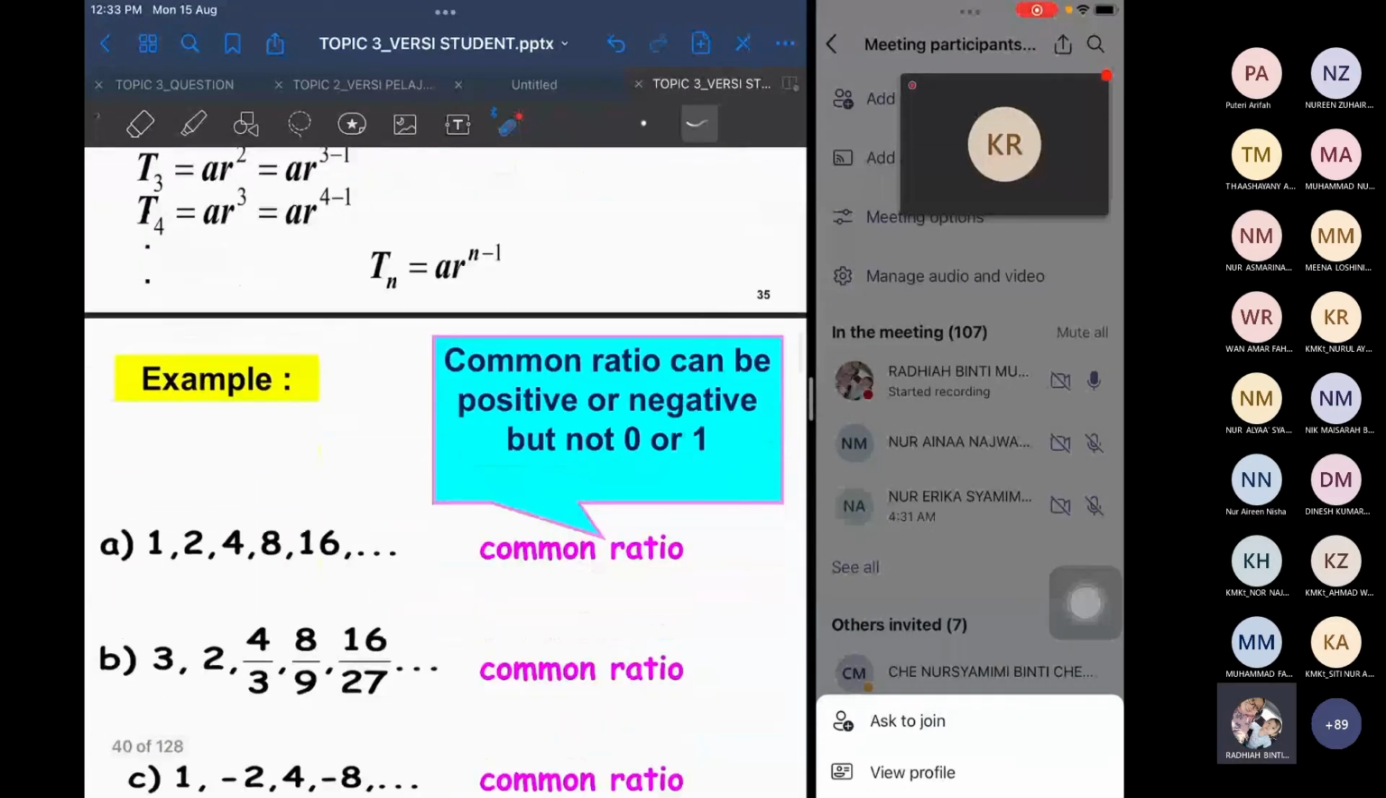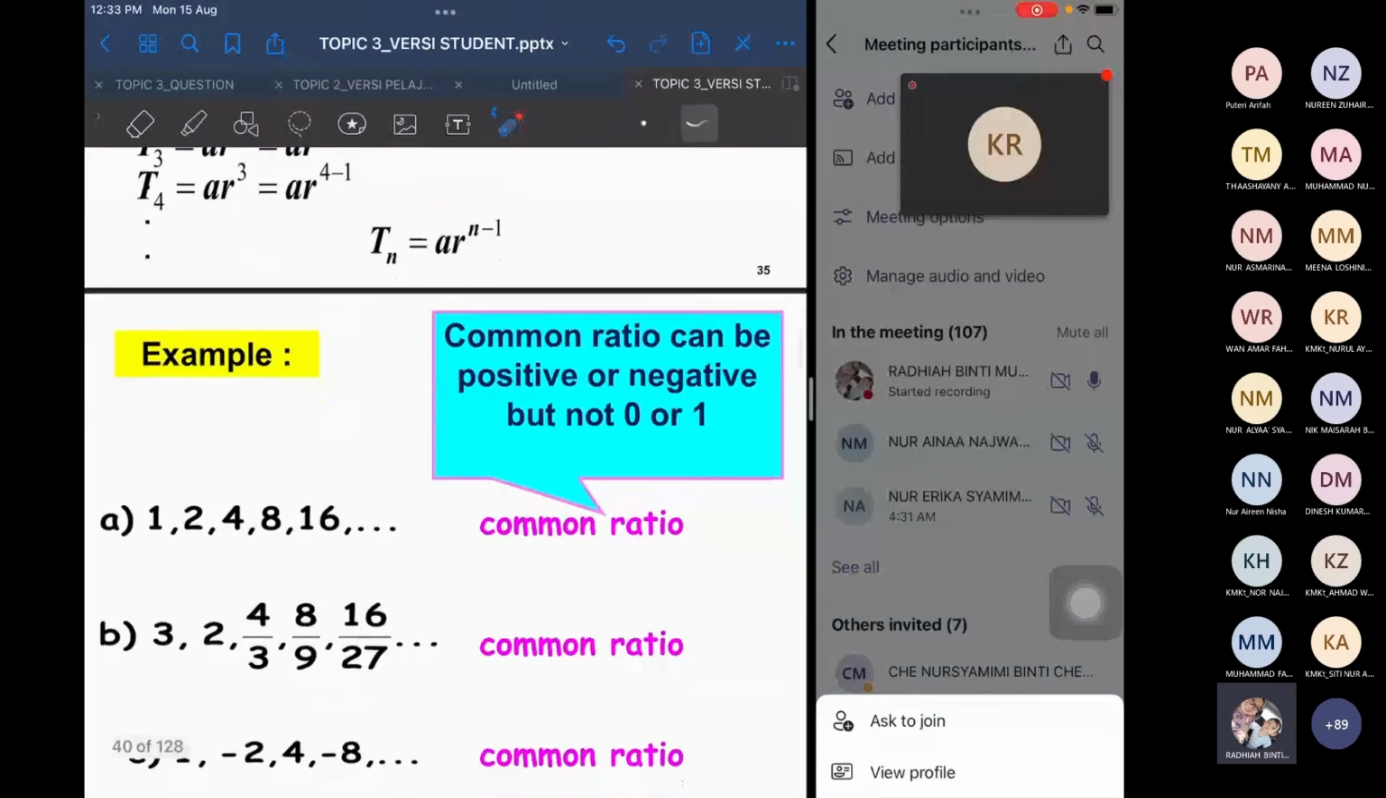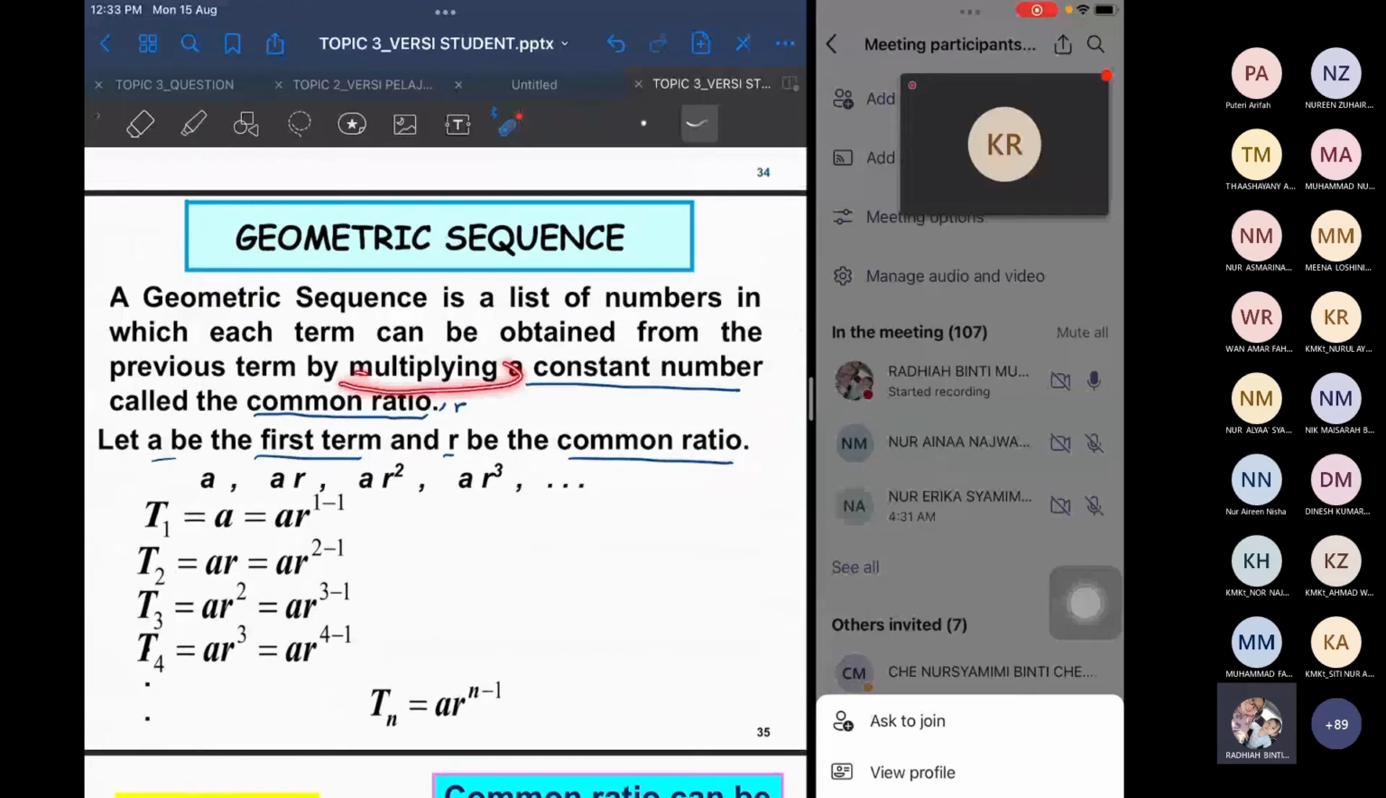Okay, so lepas tu dia sebut dengan example. Okay, contohlah awak punya soalan tu 1, 2, 4, 8, 16. So kita tengok kita punya sequence tu dia tak macam arithmetic. Kalau arithmetic kalau dia tambah 2, yang seterusnya tu tambah 2 lagi kan. Kalau tengok ni dia bukan tambah 2 sebab 1 tambah 1 jadi 2, tapi kalau awak 2 tambah 1 jadi 3. Maksudnya dia punya peningkatan tu bukan tambah ya. Sebabnya tadi dia kata multiplying.